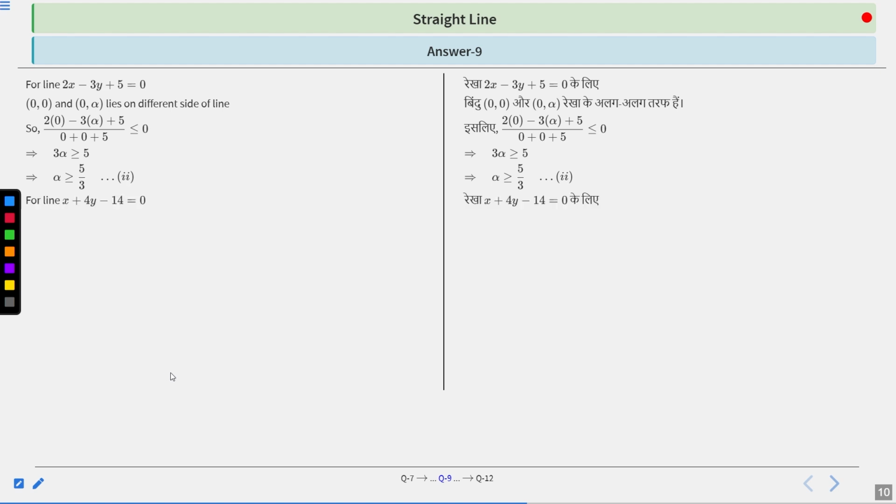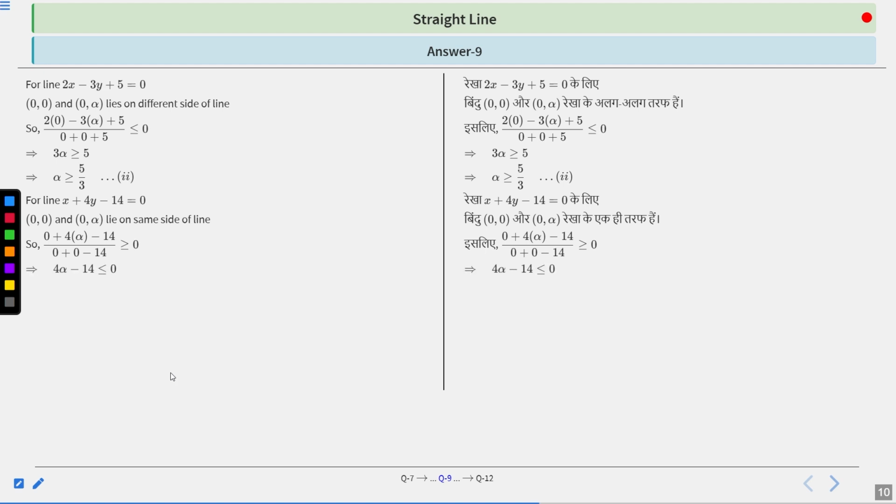Got it? Equation 2. Now for the line x plus 4y minus 14 equal to 0, the points (0, 0) and (0, alpha) lie on the same side of the line. So by putting the values of (0, 0) and (0, alpha), you will get (0 plus 4 alpha minus 14) upon (0 plus 0 minus 14) greater than or equal to 0. So 4 alpha minus 14 should be less than or equal to 0, right? Therefore, you will get alpha less than or equal to 7 by 2. Clear? Equation 3.